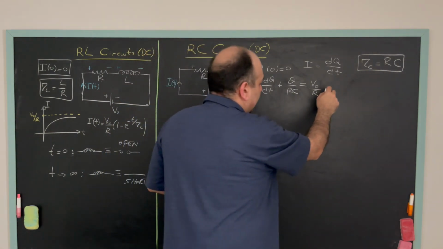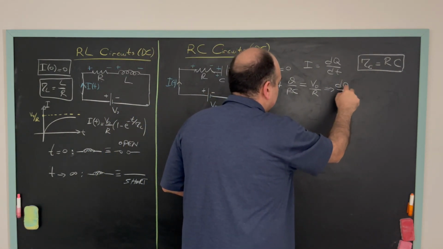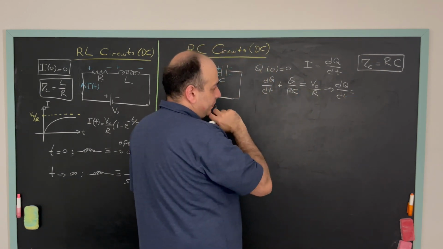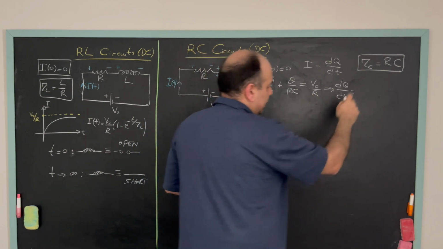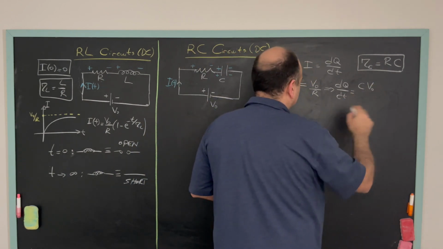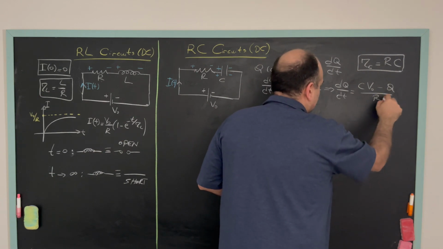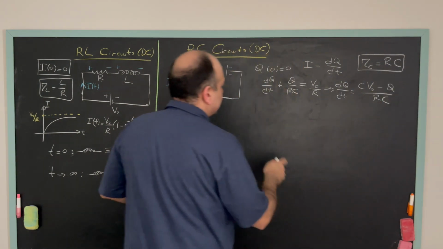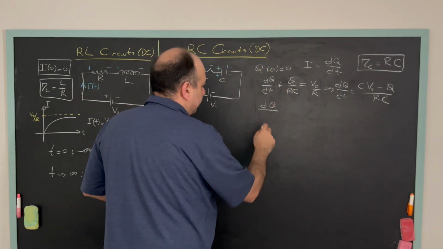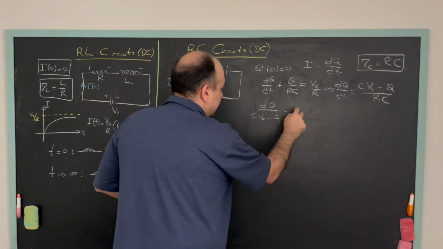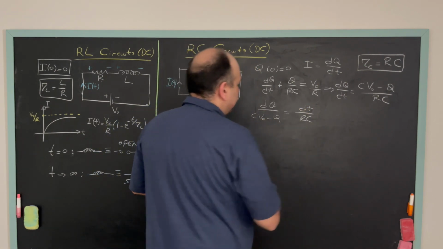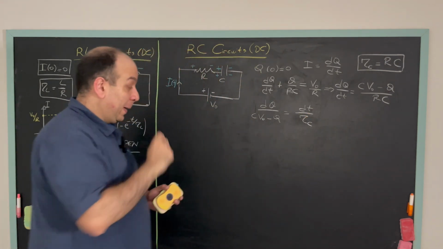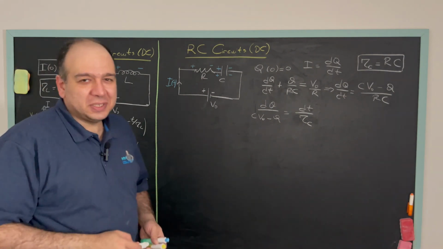Okay, so now I can write this equation as dq over dt is simply equal to V naught over R minus Q over RC. Here, I will equate the denominator, so this will be C times V naught minus Q over RC. This is good. Let's put all the Q's on one side, all the constants on the other side. So you'll have dq over C V naught minus Q is equal to dt over RC. At this point, I'll just call this the time constant, tau C. Okay? And we are ready to integrate.